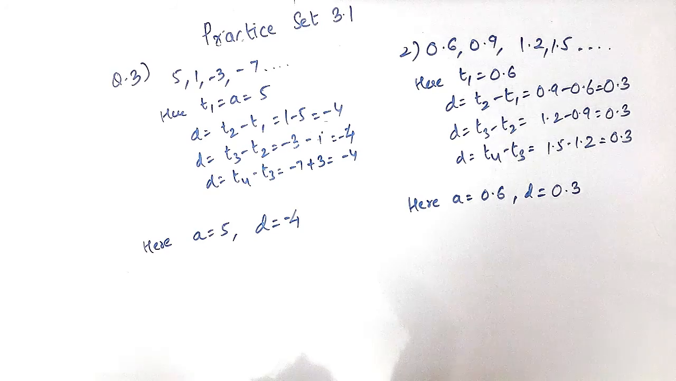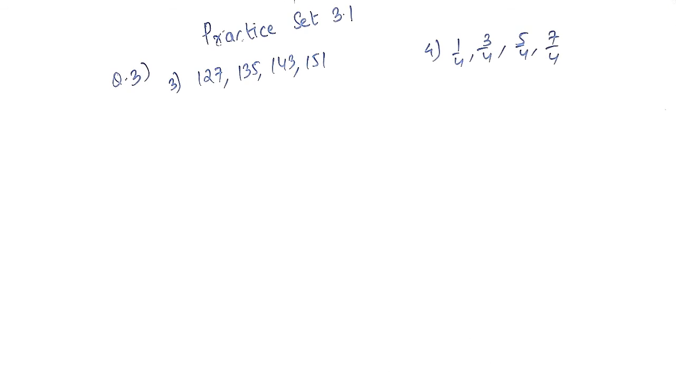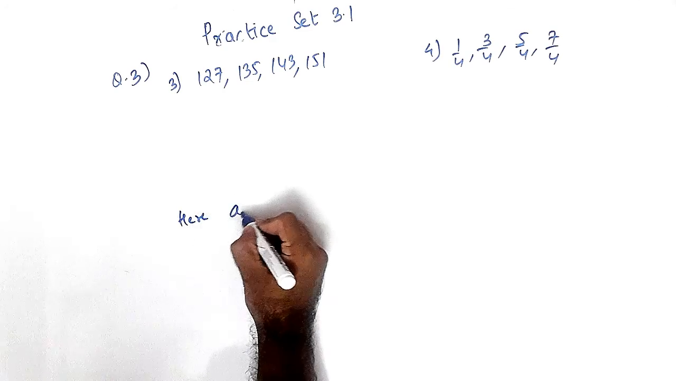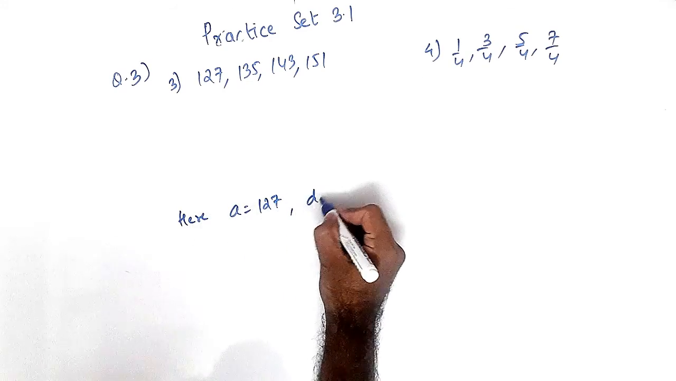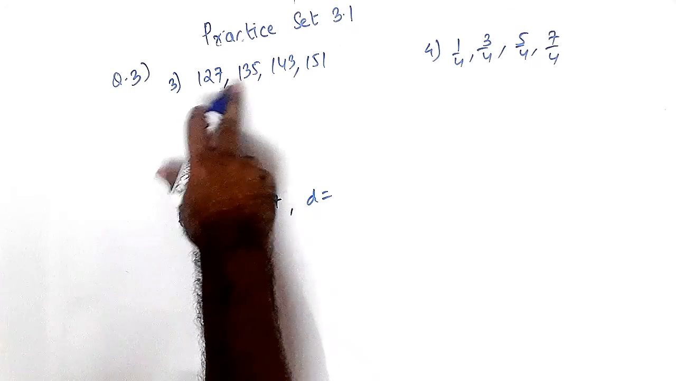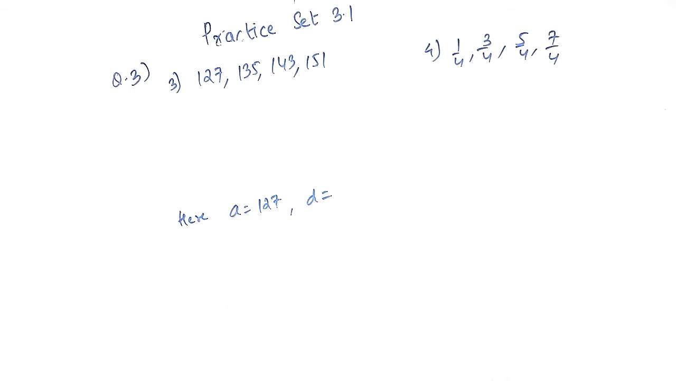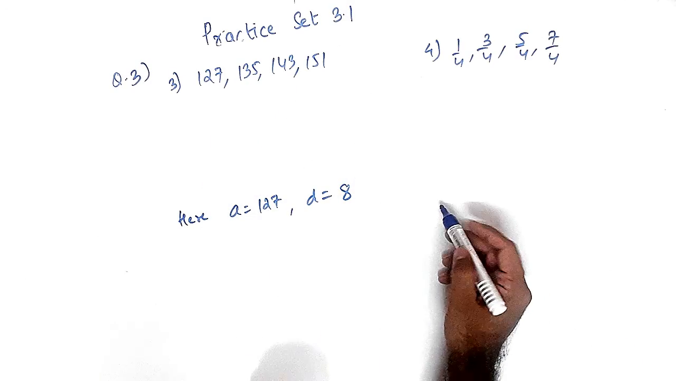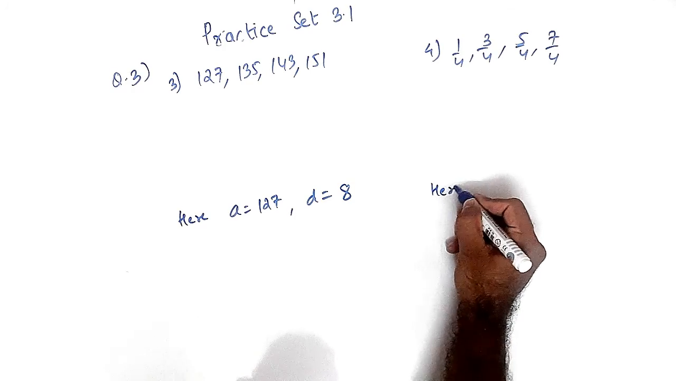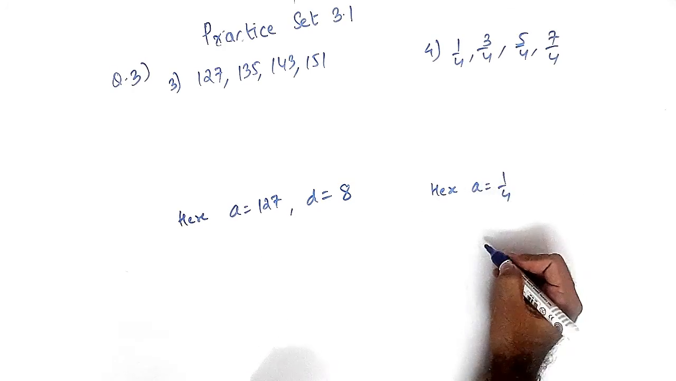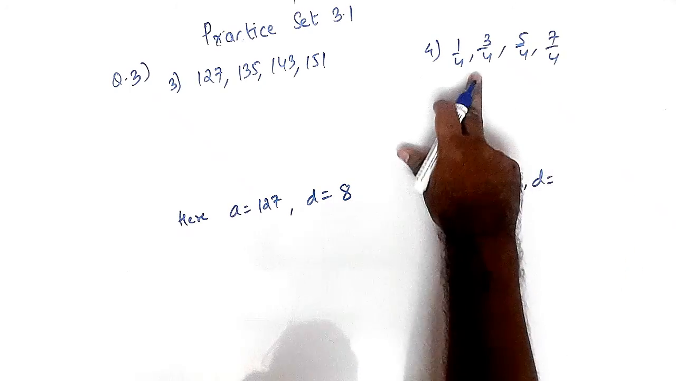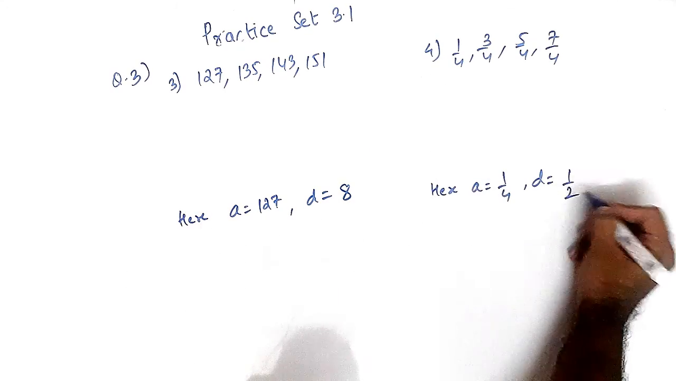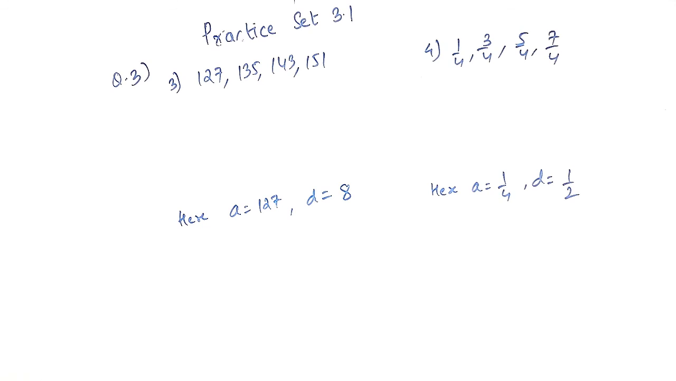Okay, then coming to question number 3, you can see I'll write here A is equal to 127 and D is how much? 135 minus 127. So 35 minus 27 is 8. Okay, here also you can see. So first I will write this here. A is equal to 1 upon 4 and difference, if you see here 3 minus 1 will be 2 upon 4. 2 upon 4 I'll write 1 upon 2.